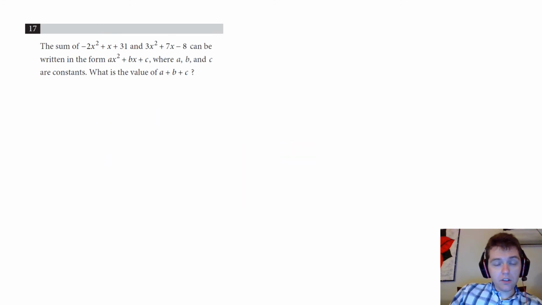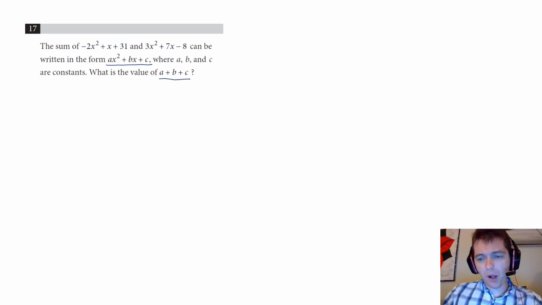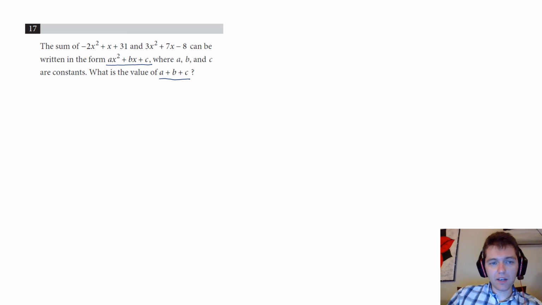Problem 17, the sum of negative 2x squared plus x plus 31 and 3x squared plus 7x minus 8 can be written in the form ax squared plus bx plus c, where a, b, and c are constants. What is the value of a plus b plus c? This is another simple problem that they've gone out of their way to make sound complicated. Basically, it means add these two things together, right? They're just saying the sum of these two things, and what is the constant in the place before the x squared, what is the constant before the x, and what is the constant, and add those three things together. That's what this is coming up with when it says add a, b, and c together.